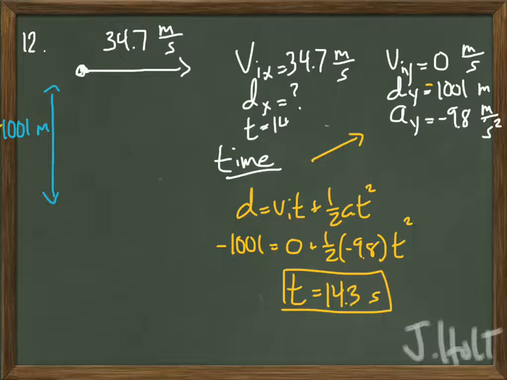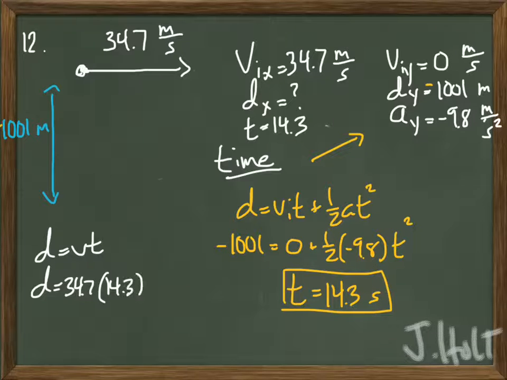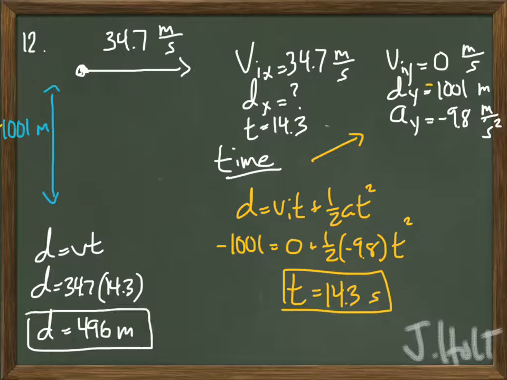Now once you have that, you can go look at your x direction again. And the question is, how far does it travel in the x direction? Or how far away is it in the case of this particular word problem? But we can just multiply the velocity times the time to get the distance.